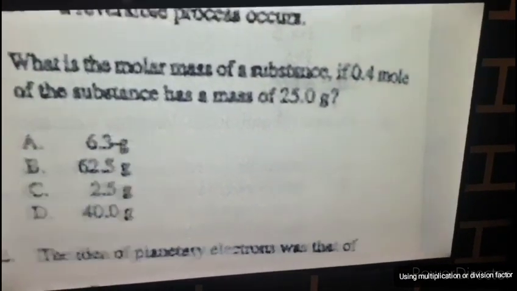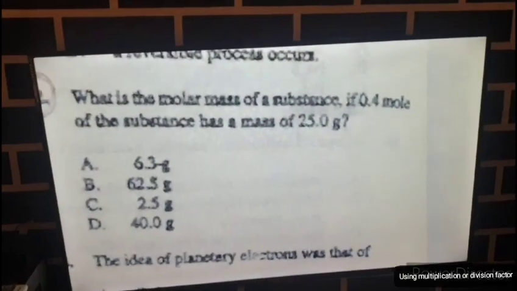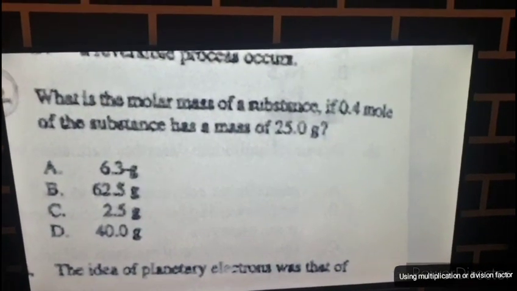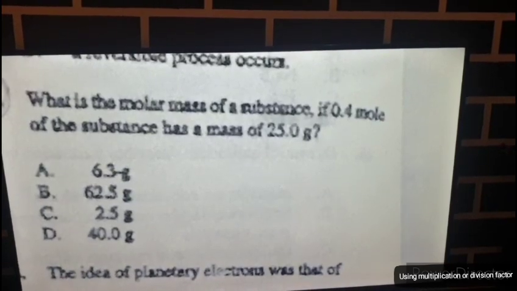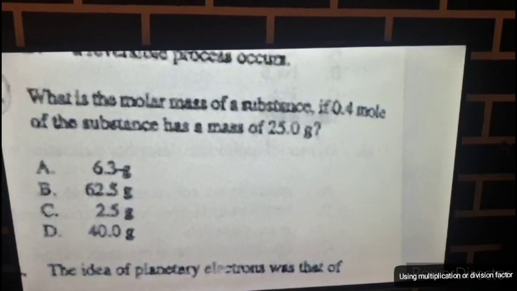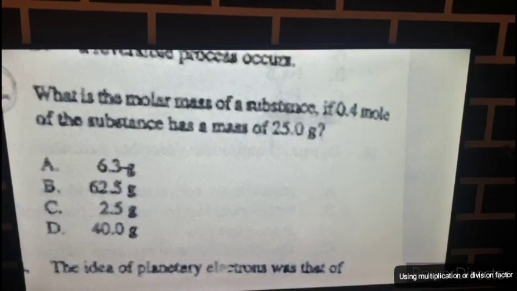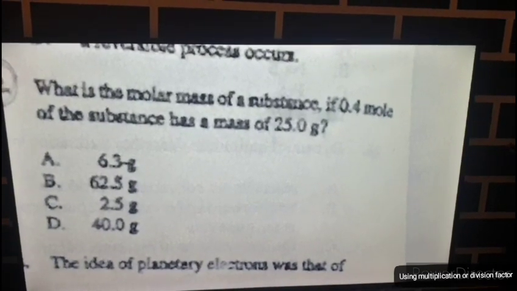Based on the multiplication factor, I told you that 0.4 mole gave you 25 gram. Whatever 1 mole will give you is the molar mass, because molar mass of any substance is the mass of 1 mole. Then how many times should you multiply 0.4 to give you 1? This should be 2.5 times. Since 0.4 times 2 is 0.8, half of it again will give you 0.2, therefore it's 2.5 times. Then you multiply 25 by 2.5. Looking at the options, the answer is B, even without solving.